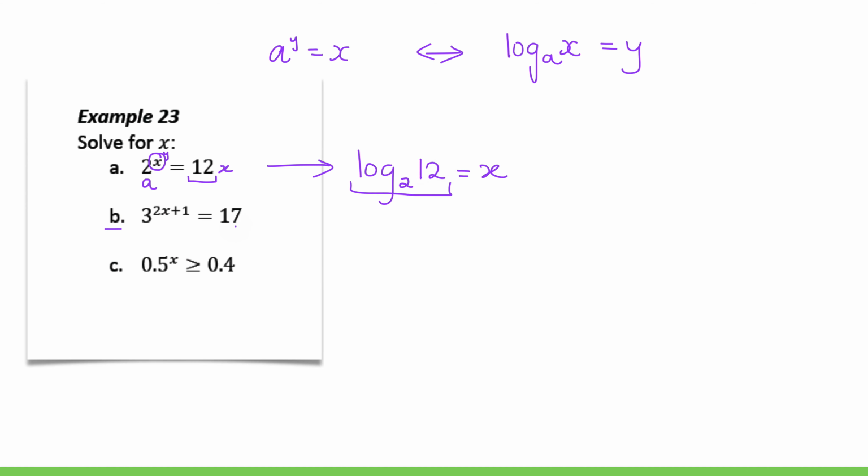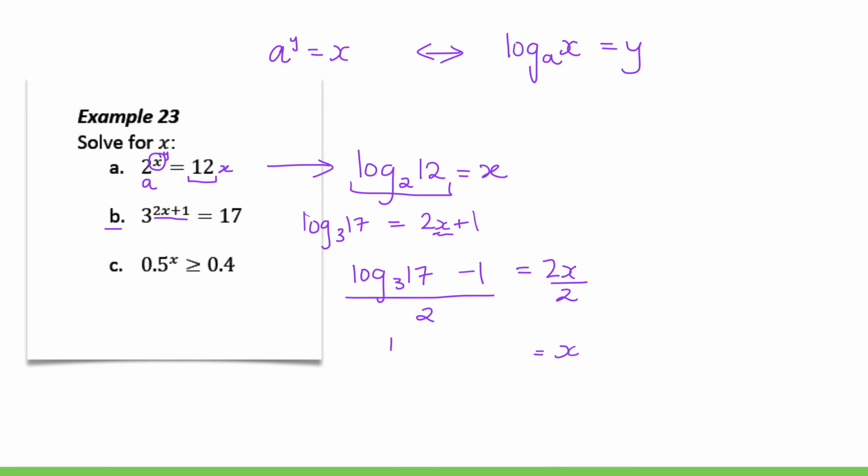Let's try part B. Again, I cannot change 17 to be a base of 3. So to get 3 onto the other side, I'm going to take the log. So that'll be log 3 of 17 equals 2x plus 1. So it leaves over this power. Now I just need to solve for x. I'm going to take the 1 over and then divide everything by 2. To write that neatly, I can write it as a half log 3 17 minus 1 half. Again, this is a number that we can work out using a calculator.